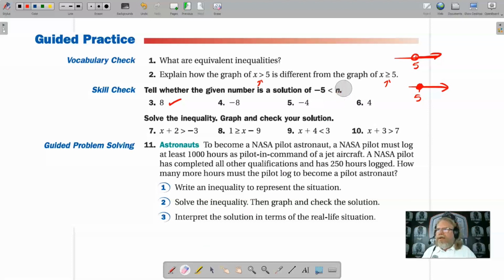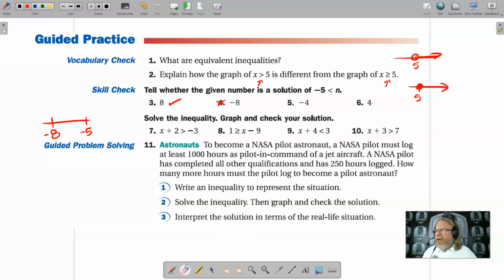If we plugged in the next one and we said -8 here, is -5 less than -8? Well, not actually, if you think about it. -8's here on the number line. -5 is to its right, so -5 is actually greater than -8. So this one doesn't work out.